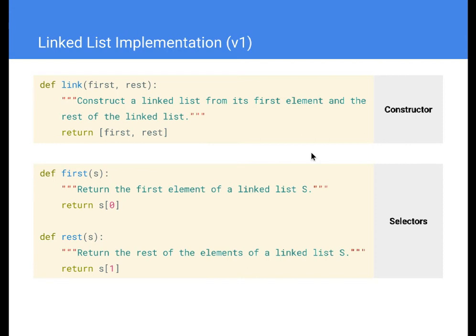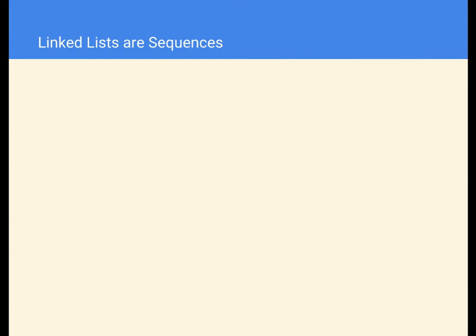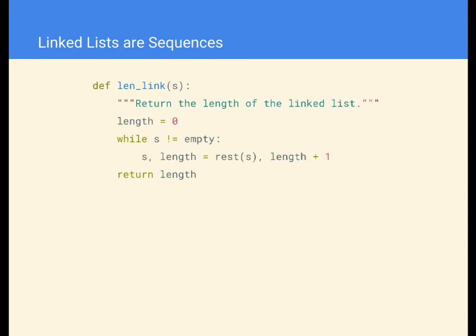While we haven't gone to the end, I can move to the next link using rest of s, and increment the length by 1 to keep track of how far I've gone. And so at the very end, when I finally hit s being empty, then I can just return the length at the end of that list. So this should give me the length of a linked list.